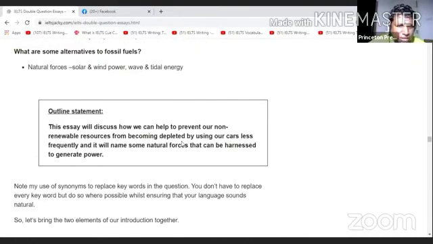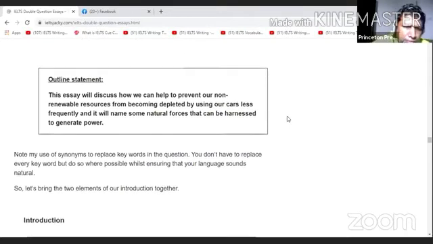The essay will discuss how we can help to prevent our non-renewable resources from becoming depleted by using our cars less frequently, and it will name some natural forces that can be harnessed to generate power. Use this word and you might get a good mark. Harness is a good word. Renewable resources, good word. Depleted, good words for vocabulary.